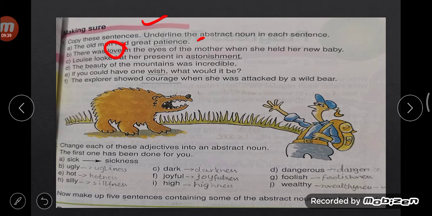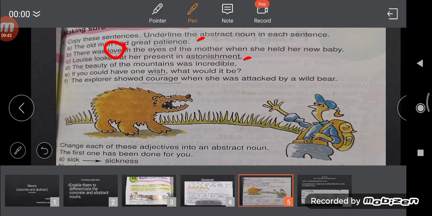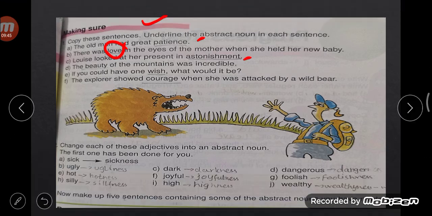Louis looks at her present in astonishment. You already did that in the example earlier. The beauty of the mountains was incredible. Yes, beauty is also an abstract noun. You will just underline it. If you could have one wish, what would it be? So wish is an abstract noun. The explorer showed courage when she was attacked by a wild bear. Yes, courage.